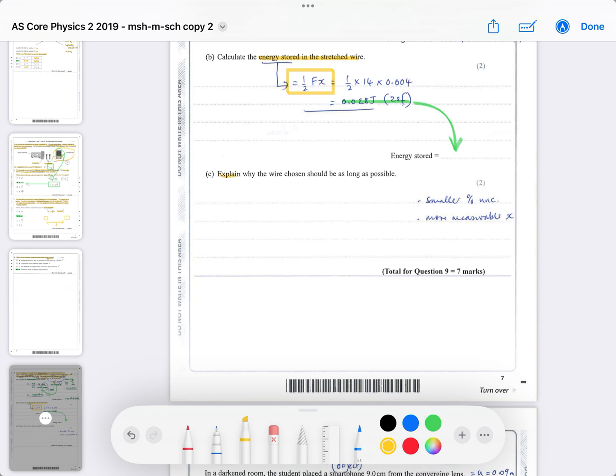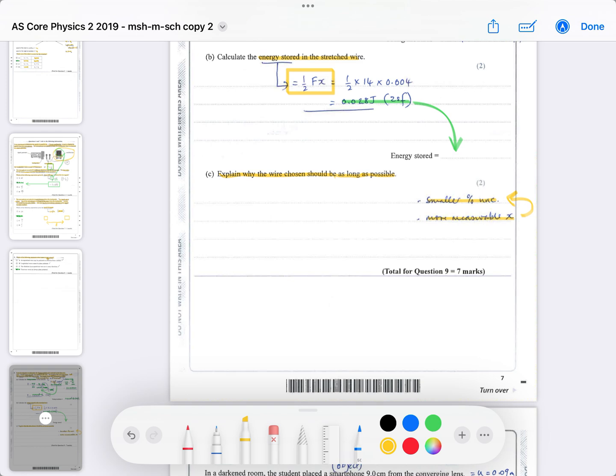It then says for part C, explain why the wire chosen should be as long as possible. Well, that gives you a smaller percentage uncertainty. Yeah, and it also makes X more measurable. Remember that when you put a material under stress, which is force per unit area, it gets a strain, which is a percentage of the length. So obviously the longer it is, the more measurable X will be, and as a consequence, the percentage uncertainty will decrease.